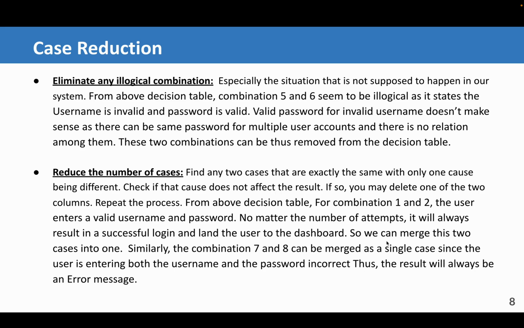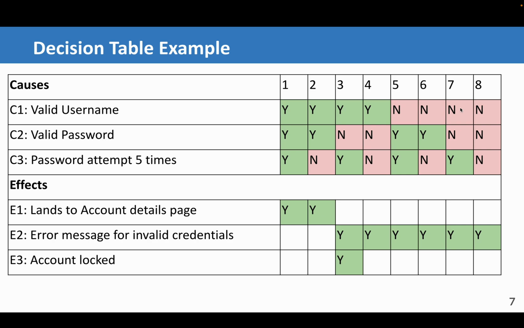Similarly, combinations 7 and 8 can be merged into a single case, since the user is entering both an incorrect username and an incorrect password. The result will always be an error message. Whether the password is attempted 5 times or not, the user will see the error message for invalid credentials, and the account is not going to be locked because the username is not valid. There is no possibility of locking the account without the user entering a valid username. That's why we can merge 7 and 8 into one.